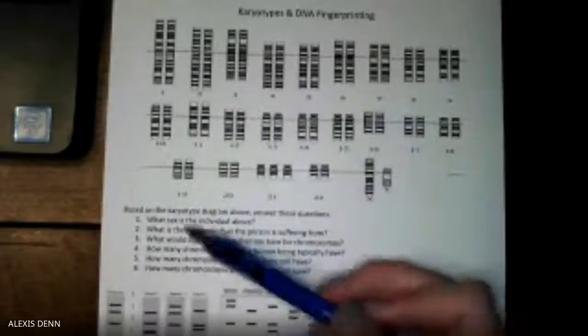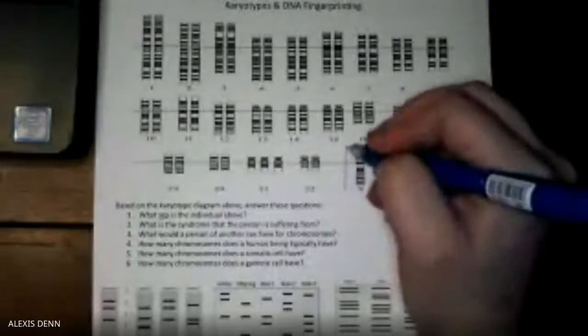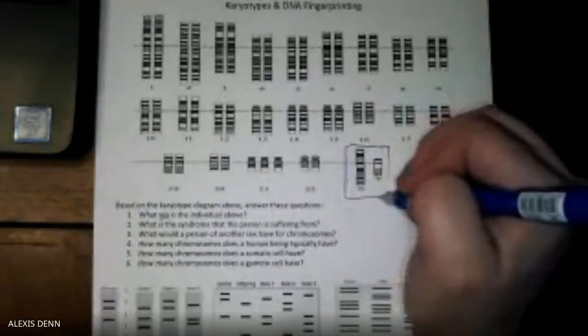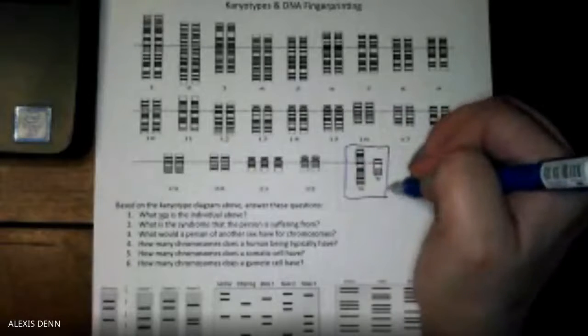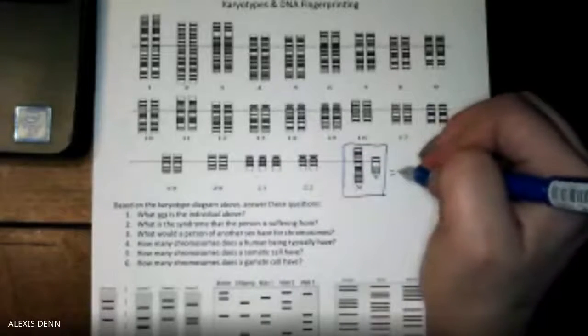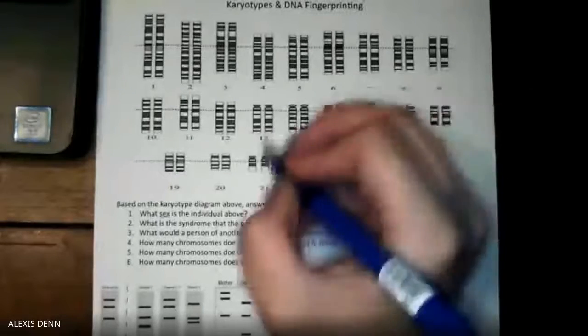We're using this karyotype up here to answer these 6 questions. What is the sex of the individual above? To find that out, we look at the sex chromosomes, which are the last ones listed here after chromosome 22, and they're going to be letters instead of numbers. This individual is XY. XY equals male. This person is a male.